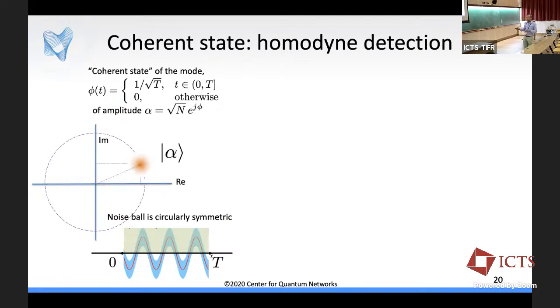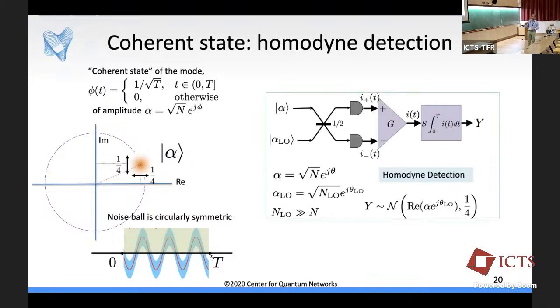All right, so what if you were interested in estimating the phase of the field? Then what you can do is homodyne detection. So the way homodyne detection works is that you take that coherent state, alpha, and you interfere that with another coherent state that is locally prepared. And this coherent state is a very strong coherent state, alpha LO. But see, the beam splitter here is a 50-50 beam splitter. So what you get on these two outputs are two coherent states. Can you tell me what are the coherent states you're going to get at the two outputs?